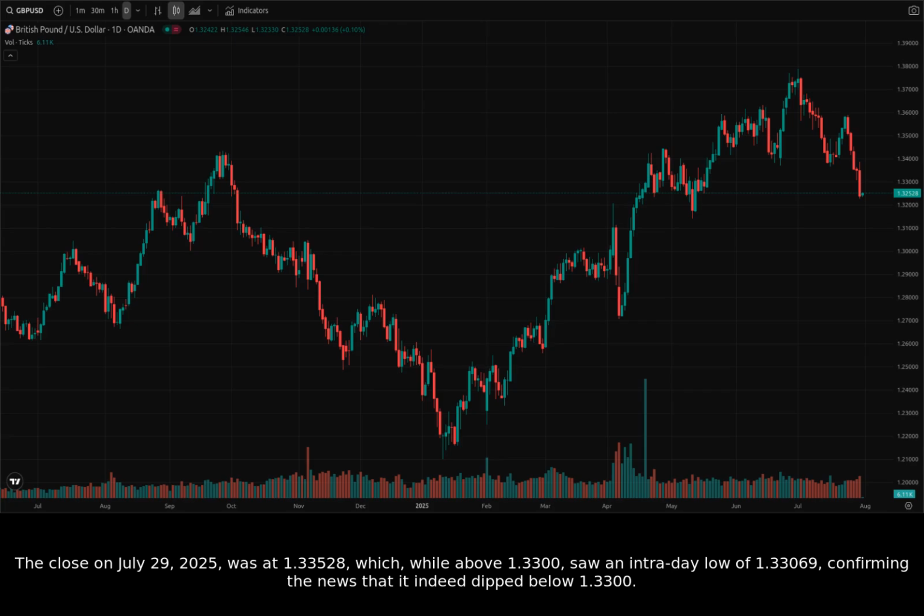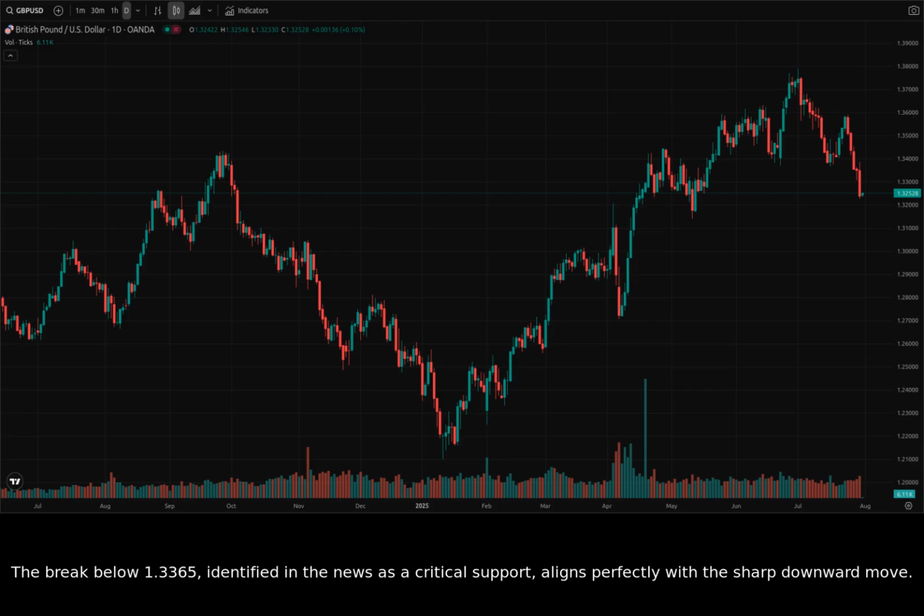1.3300, saw an intraday low of 1.33069, confirming the news that it indeed dipped below 1.3300. The break below 1.3365, identified in the news as a critical support, aligns perfectly with the sharp downward move. This level, which previously acted as support in April and May, has now decisively turned into resistance. The high volume accompanying these downward moves indicates strong conviction from sellers.